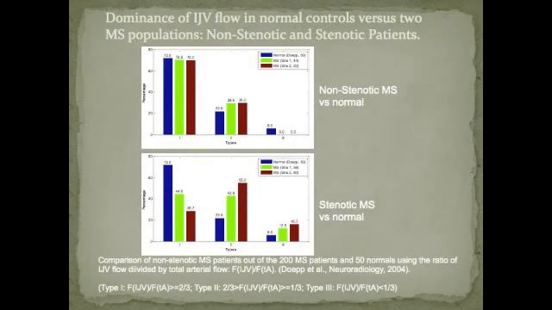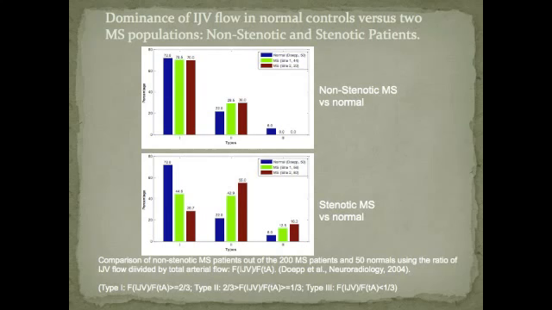The blue column is actually from Dupuy. He imaged 50 normal controls with Doppler ultrasound, and he took the flow through the IJVs and normalized it against the total arterial flow heading to the brain. When he did this, he also subgrouped them into 3 types.